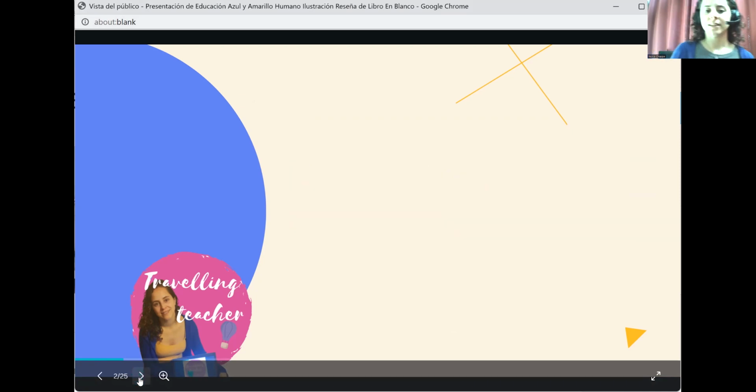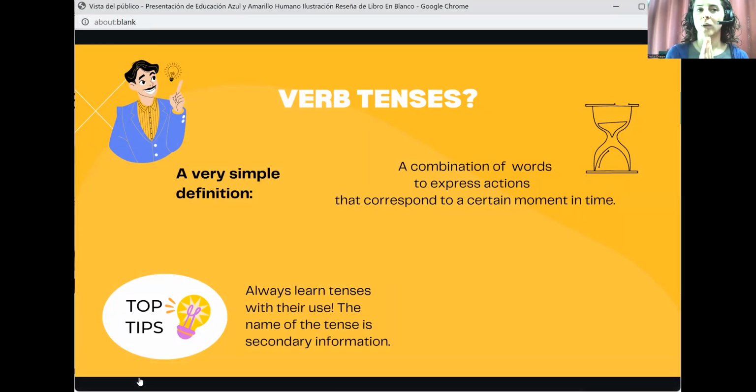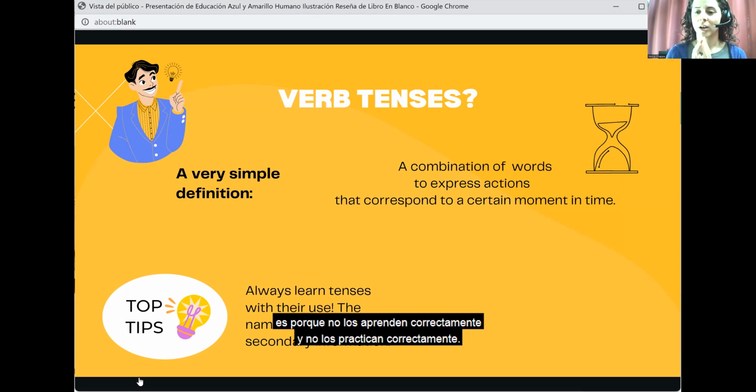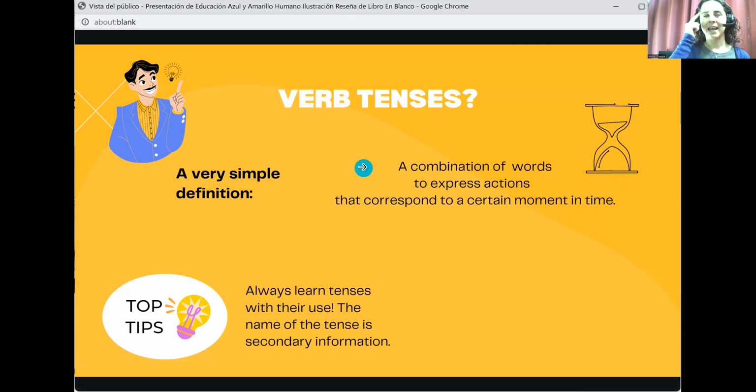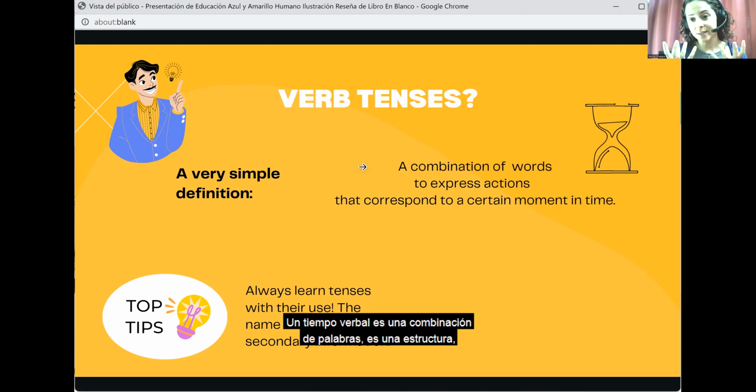So let's see. The first thing, people, to consider: what is a verb tense? This is very important because one of the reasons why many people don't use verbal tenses correctly is because they don't learn them correctly and they don't practice them correctly. A very, very simple definition is that a verb tense is just a combination of words. It is a structure that we use to express an action that corresponds to a particular moment in time. Very simple definition. So that's what we need to think when we learn a verbal tense.